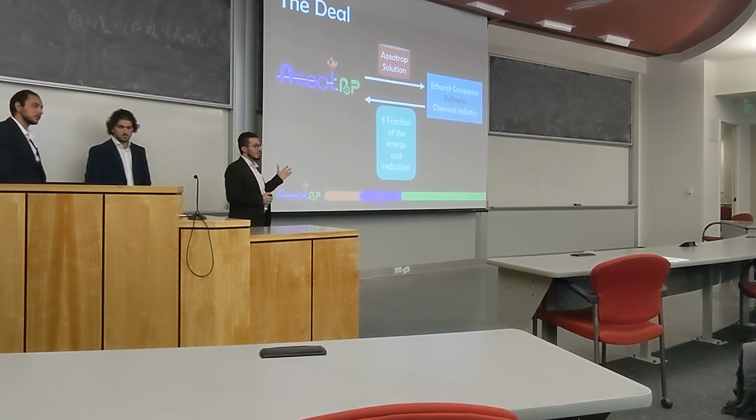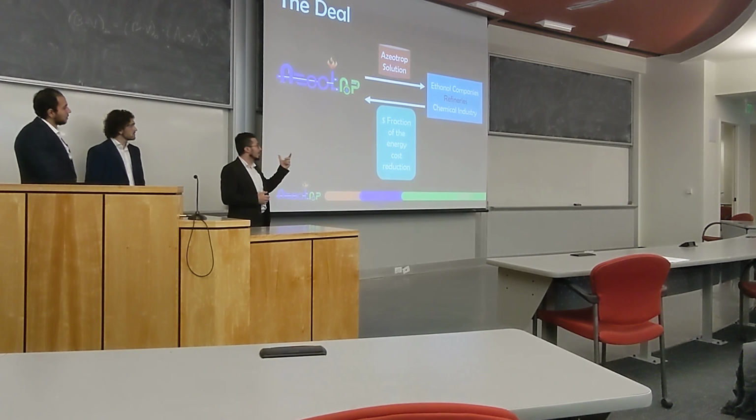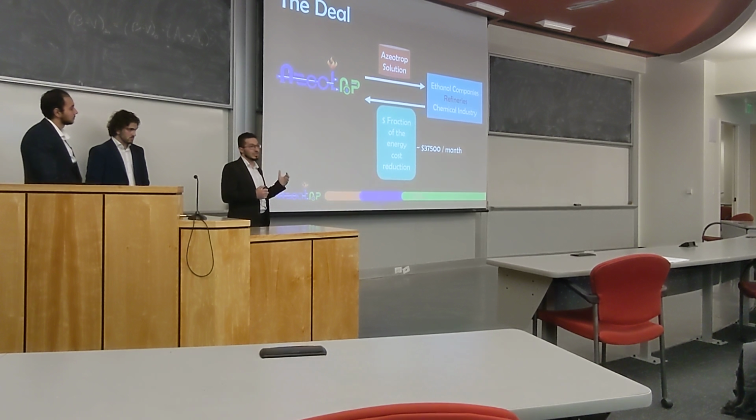Azeotrop simply will sell the distillation units to the manufacturer. The manufacturer will make some energy savings based on that, and we will take a fraction of this savings, and they will have some savings as well. So it's a win-win situation. This can be up to 40,000 K per month for a simple average distillation unit.